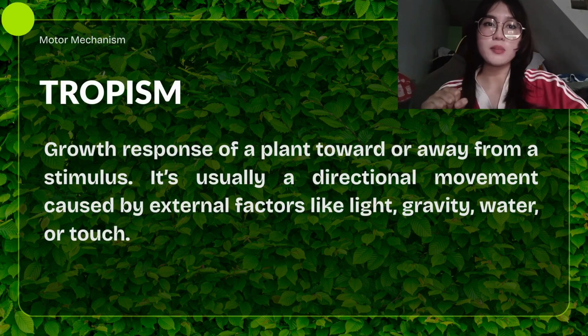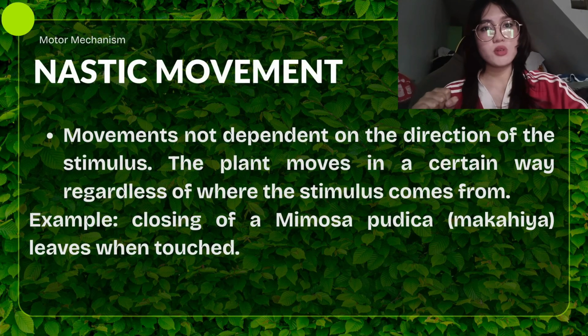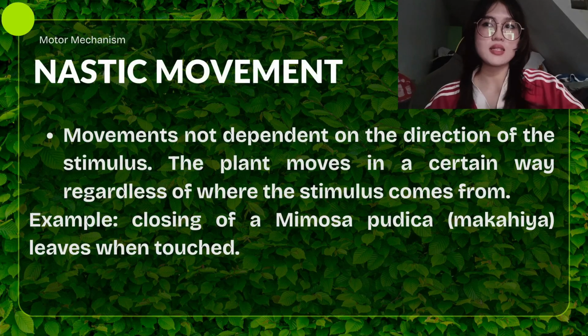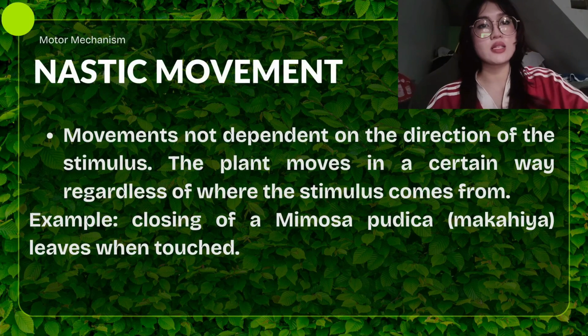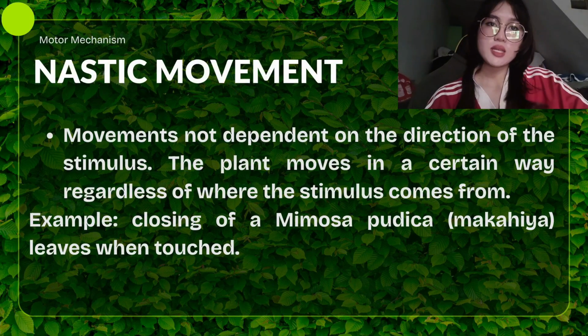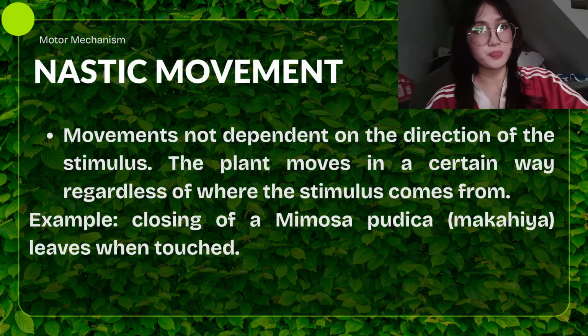Now, the second type of response is the nastic movement. Nastic movement is a plant movement that is not dependent on the direction of the stimulus. The plant responds in the same way regardless of where the stimulus comes from. Unlike tropism, nastic movement is usually faster and does not involve growth.